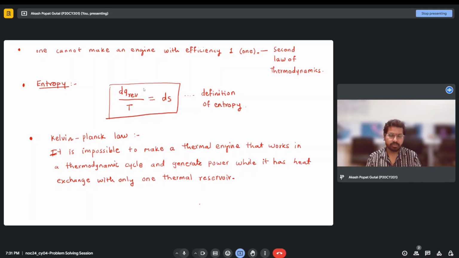And the Kelvin-Planck law, I will read for you. It's impossible to make a thermal engine that works in a thermodynamic cycle and generates power while it has heat exchange with only one thermal reservoir. So it's just a statement. We can say it's one of the statements of the second law of thermodynamics.